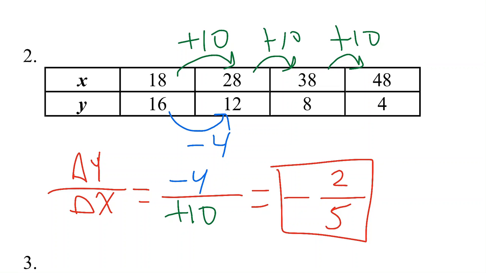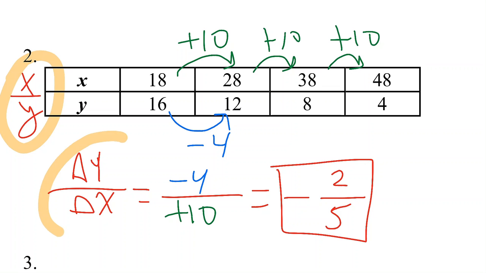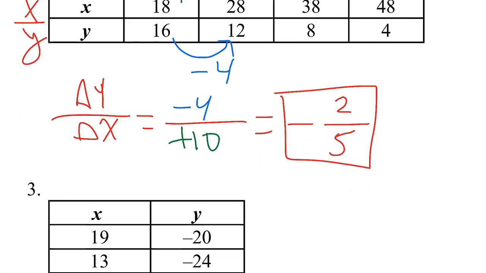Let's try number 3. Now you have to be careful though, before we go to number 3. When it comes to the vertical tables, a lot of kids just do the x divided by y. No, it's because you see it on top of each other. It is the change in y over the change in x. Just like in 7th grade with the constant proportionality, it was y divided by x.